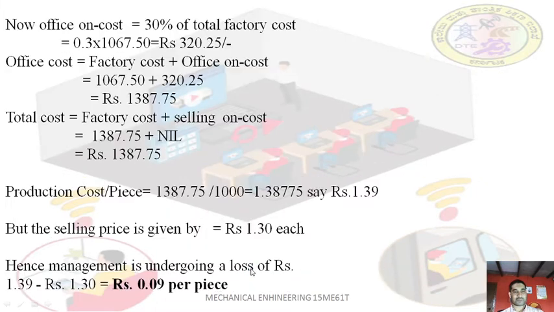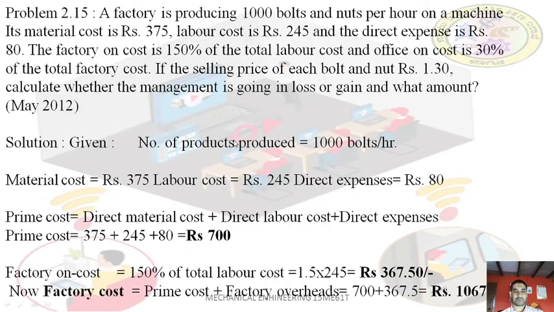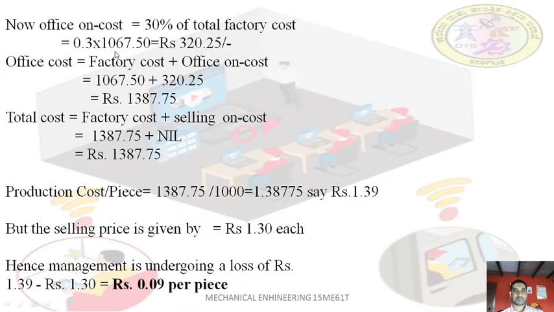Next is office cost. Office on cost or office overhead is given by 30% of the total factory cost. The total factory cost we got is 1067.50, so 30% of 1067.50 is 320.25. This is nothing but office on cost or office overhead. Office cost is given by the formula factory cost plus office on cost. We calculated office on cost as 320.25 and the factory cost as 1067.50. If you add both these, we get the office cost.